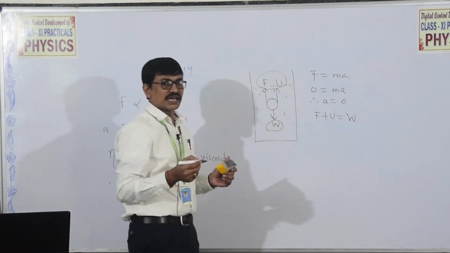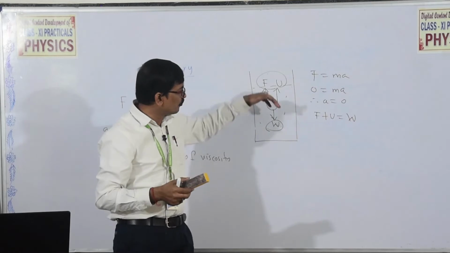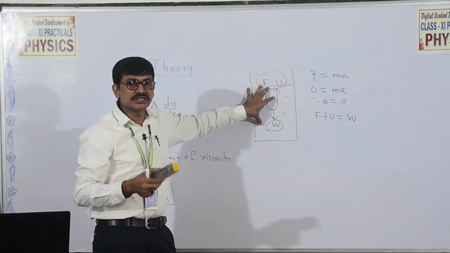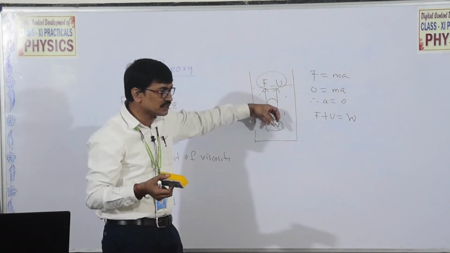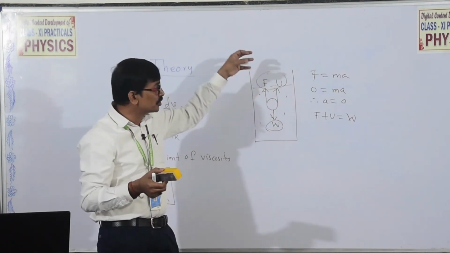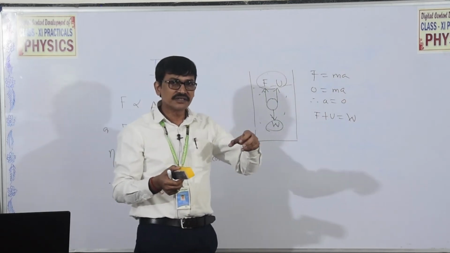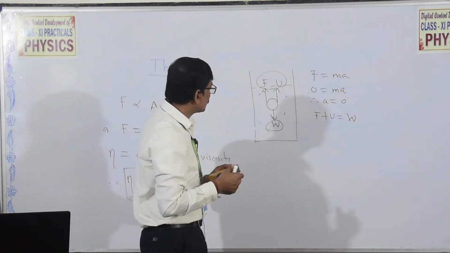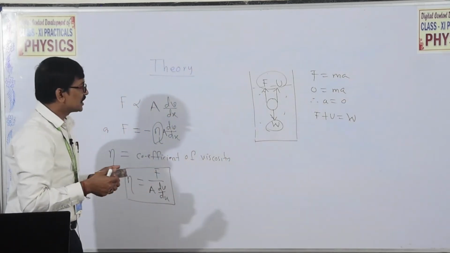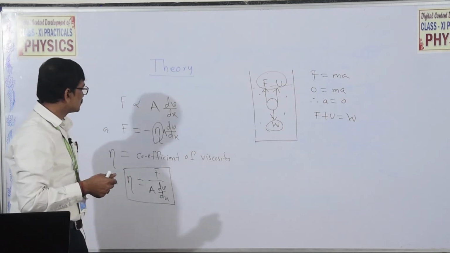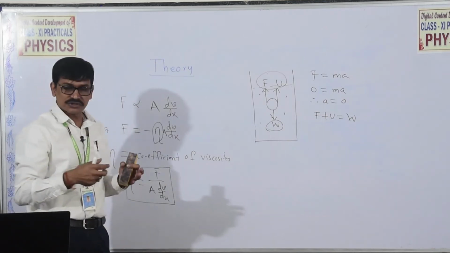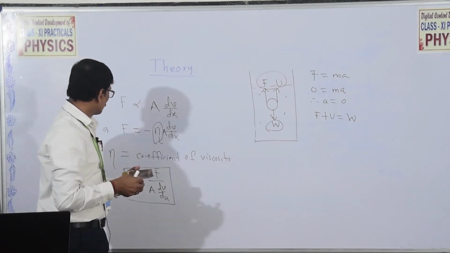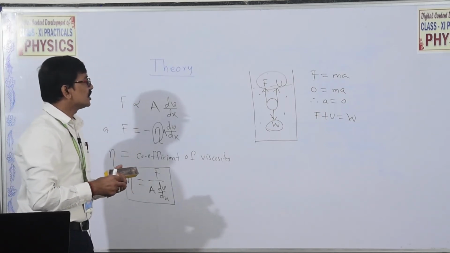Zero acceleration means either the body is at rest or moving with uniform or constant velocity. But here the body is not at rest inside the liquid. Therefore, it is moving, which means it moves with a constant velocity. That constant velocity is called terminal velocity. This terminal velocity we measure in the experiment. By measuring this terminal velocity, we can measure the coefficient of viscosity of the liquid.